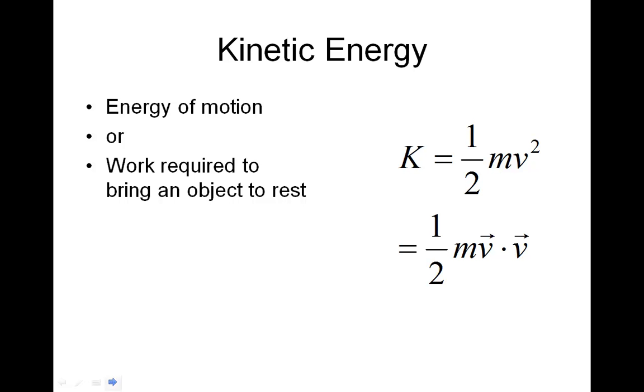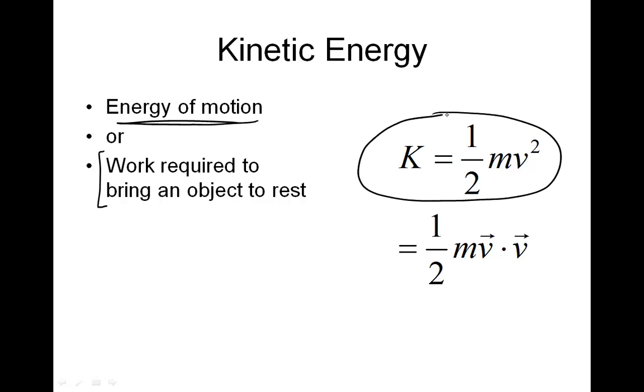Okay, let's talk about kinetic energy. So kinetic energy, sometimes referred to as the energy of motion. It's only associated with moving objects. It might also be thought about as the work required to bring an object to rest. These are the things that we'll use to define kinetic energy. The equation for kinetic energy is 1/2 mv squared, 1/2 mass times velocity squared, or 1/2 mass times the dot product of velocity with itself.